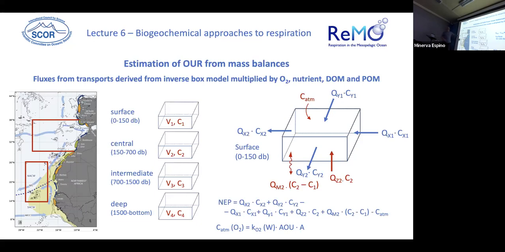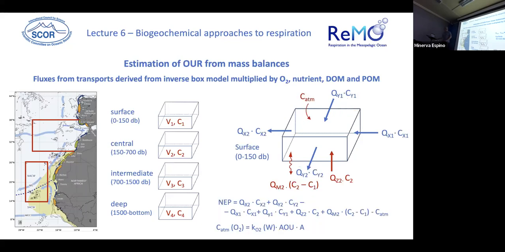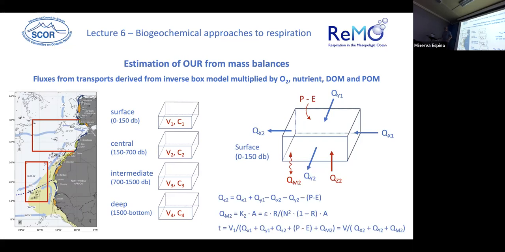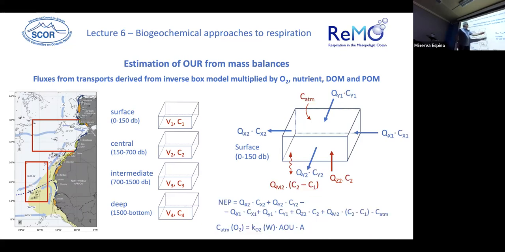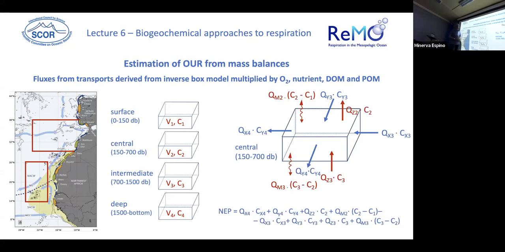And this is a variable that is really interesting to consider. The same for the mesopelagic, which is the one that we are working on now. Sorry, this one. These were the fluxes, just the transports, and then to obtain the budget, you have just to multiply the volumes by the concentration of the variable that you are studying. Okay, and the same for the mesopelagic. Here are only the volumes, and then you multiply the volumes by the concentrations, and you get your net ecosystem production.